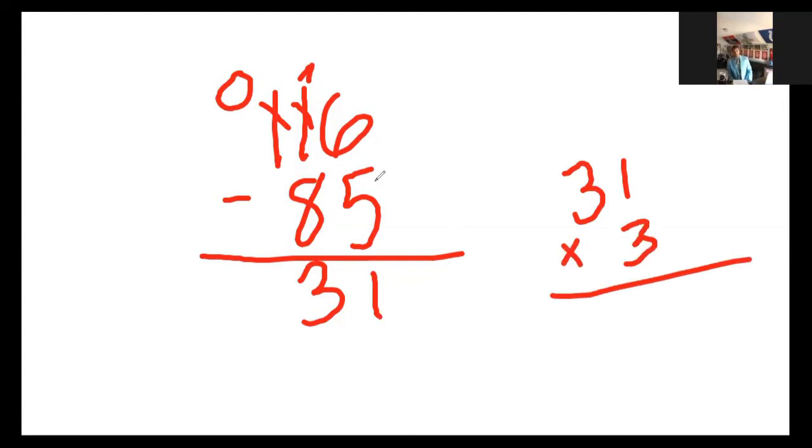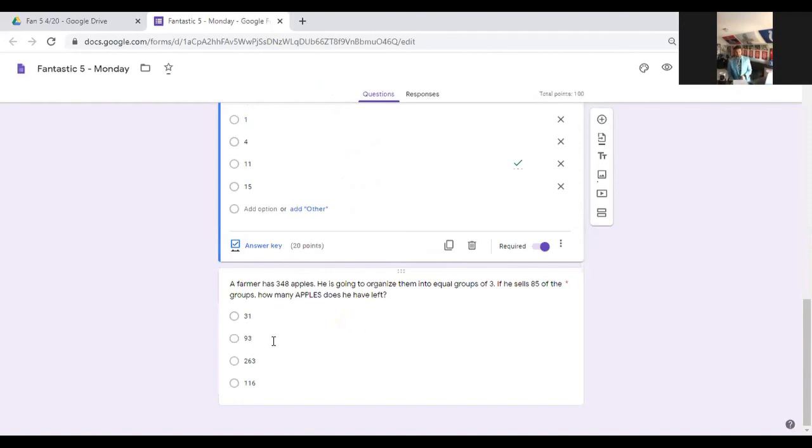Guys, you've got to multiply on that. 3 times 1 is 3. 3 times 3 is 9. That leaves me with 93 apples, which would give me the answer choice of B. Y'all, the word apples is in all capital letters for a reason.